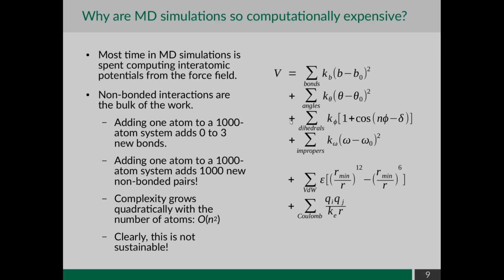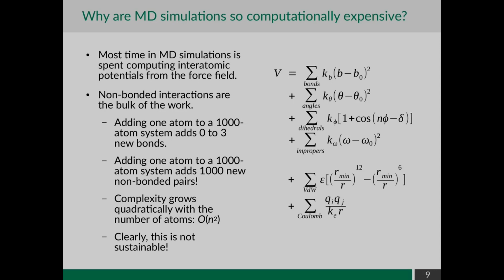If we consider an example, say we already have a 1000 atom system, and we want to add one more atom to that system. Well, maybe that atom will be bonded to one or two other atoms, maybe to none, perhaps to 3 at the maximum. So you will be adding 0 to 3 new bonds, a few angles and dihedrals that go with them, but that's it. However, when you add this atom to the system, for the non-bonded interactions, you add 1000 new non-bonded pairs, because the atom could be interacting with any of the other 1000 atoms in the system.